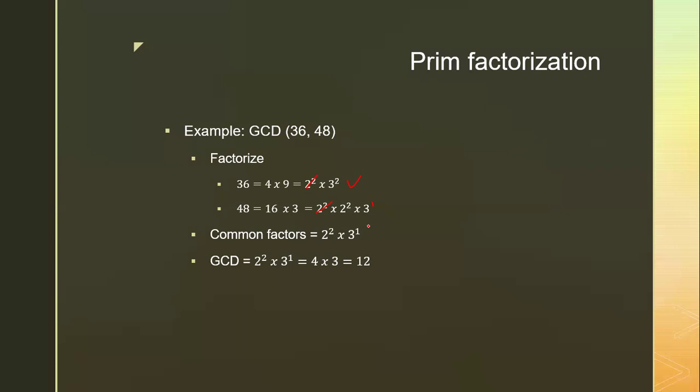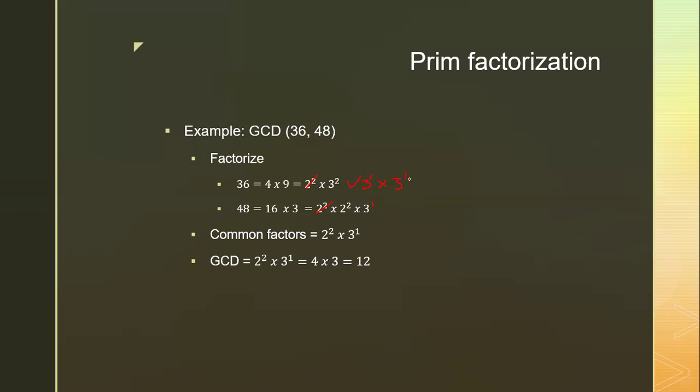Hold up. I think there's an error somewhere here. So the common factors between, oh yes, 3 squared. So 3 squared can also be represented, yeah, this is correct. So 3 squared can also be represented as 3 to the power 1 times 3 to the power 1, like that there.